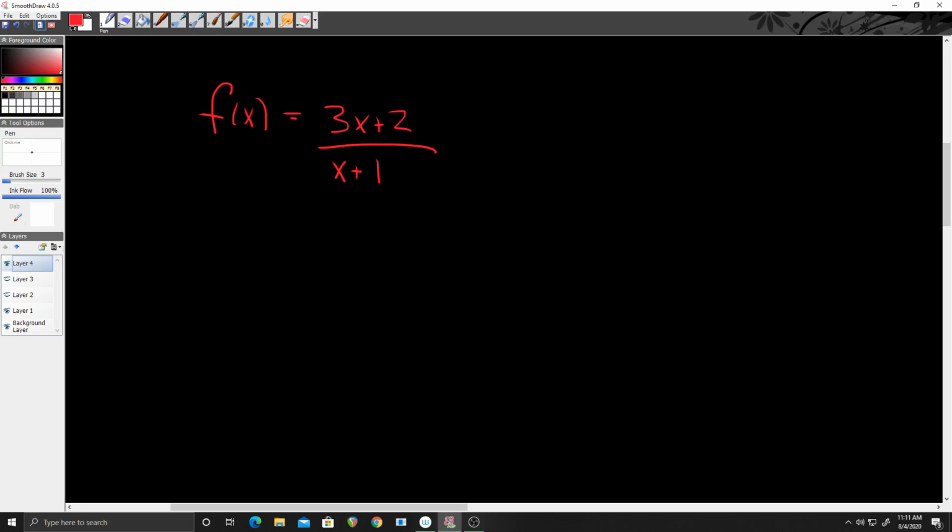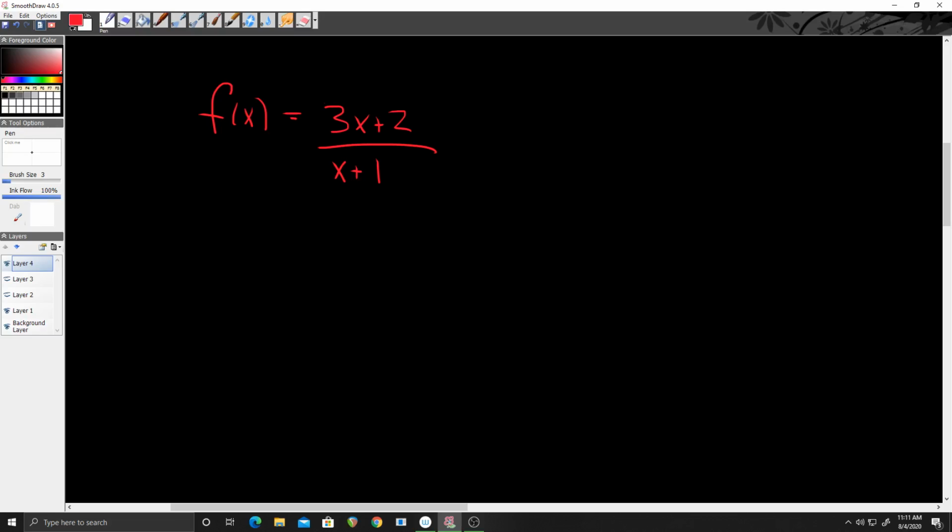Okay. So these functions give students problems when applying the definition of the derivative. So I thought, maybe I should do one. So let's do it. Right?